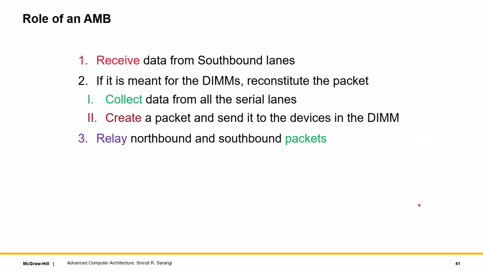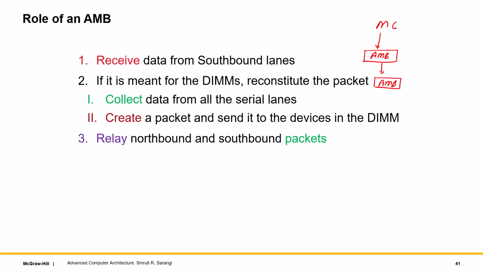So the role of the AMB is very simple. If you see, this is the memory controller, these are the southbound lanes. You have an AMB over here. Its job is to basically pick up data on the southbound lanes.